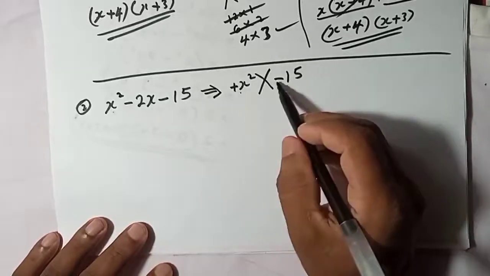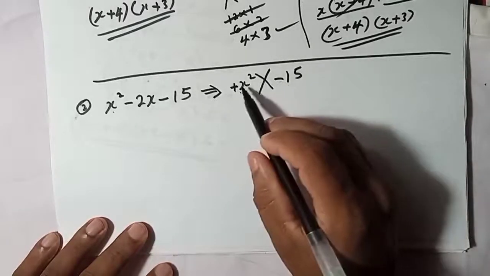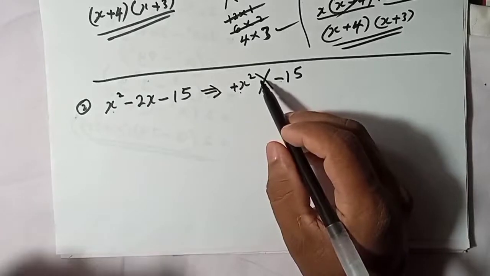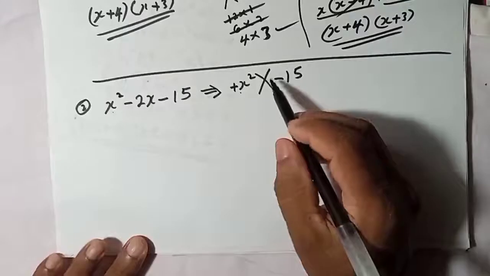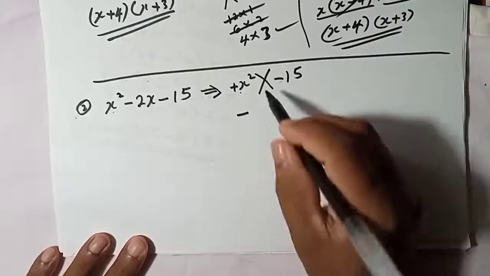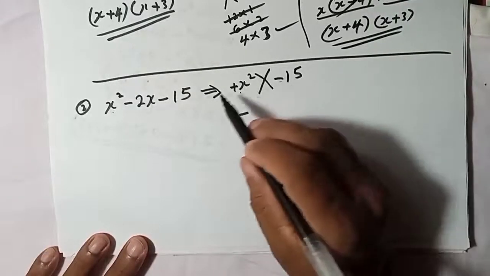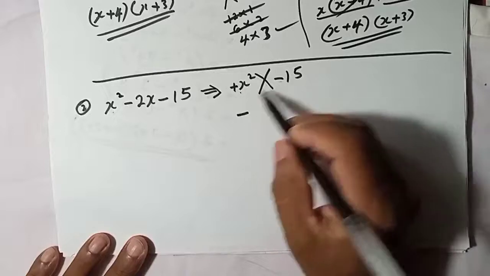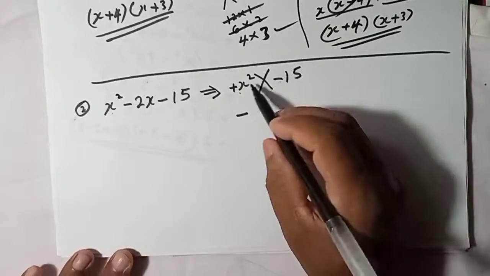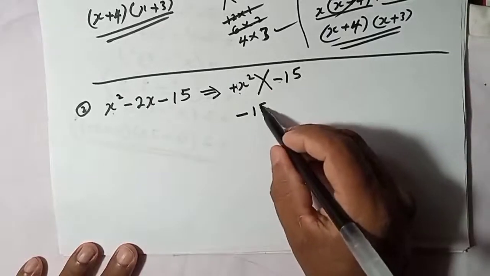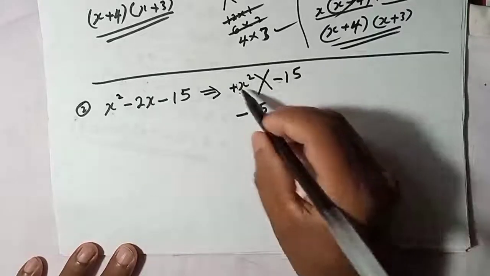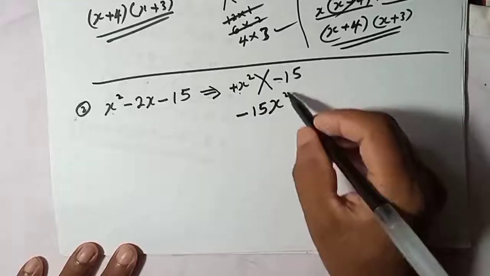When you multiply two numbers with different signs, the answer will always be minus. Here plus, here minus, or here minus, here plus, it doesn't matter, different sign gives minus. So then 1 into 15 is just 15. Here there's no letter, so x square will come. Okay, now this is the answer.